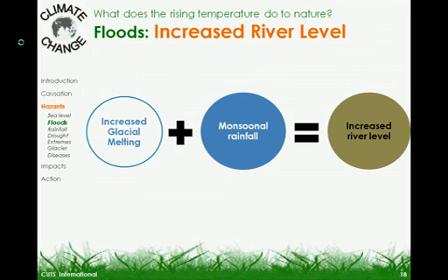The second reason for floods is increased river level. River level generally increases in monsoon season. During this season, glaciers melt at a faster rate. Also, there is heavy downpour due to monsoonal rains. Both of these factors combine and result in increase in river level.